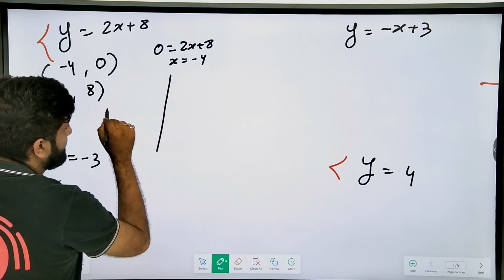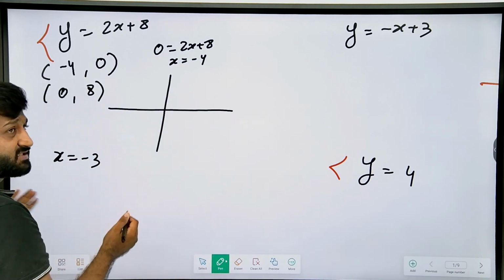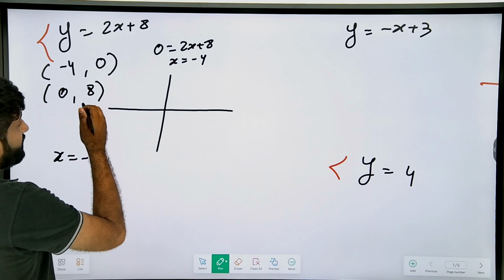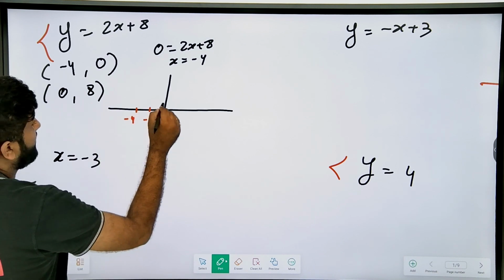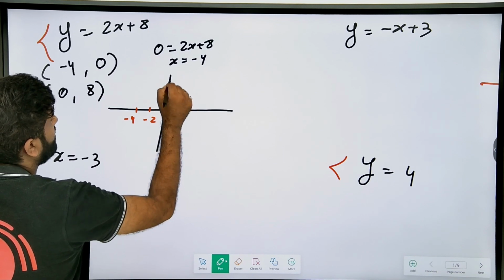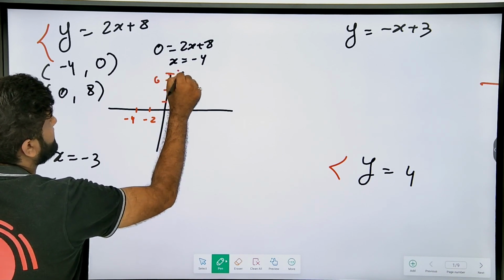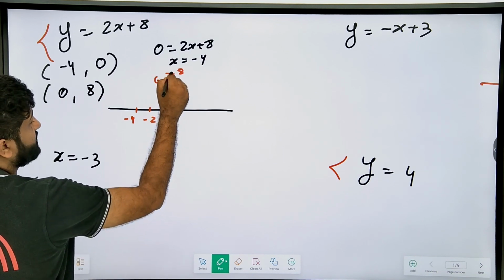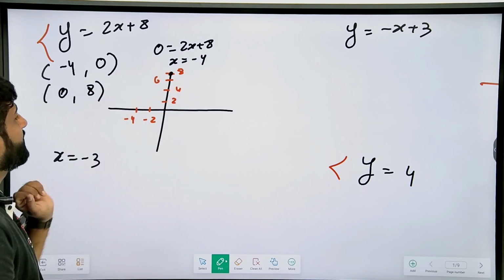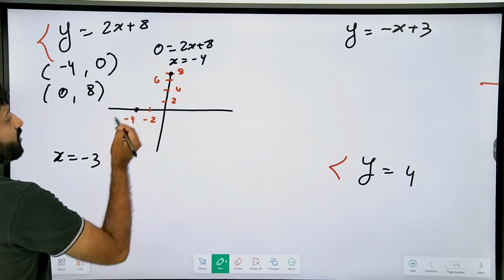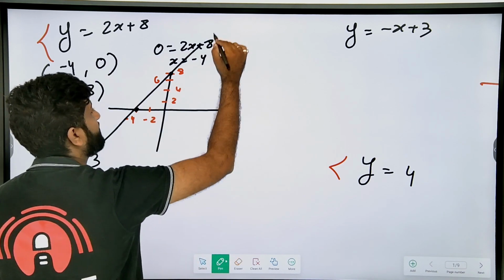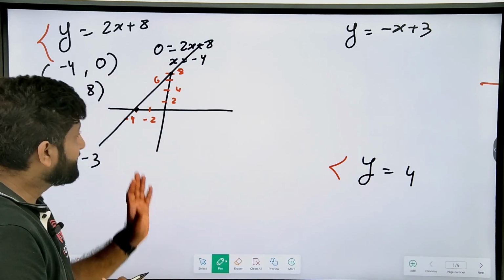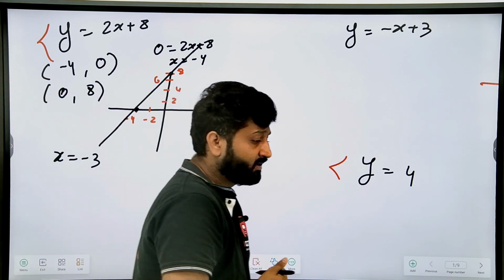Now let's say this is the graph. I'll have to first plot these points. So let's say this is negative 2, this is negative 4, and here I have 2, 4, 6, and maybe this is 8. So this is my first point, 0, 8, and this is my second point, negative 4, 0. Now use a ruler and draw a straight line from here. That's it, right? That's it. Now this is the graph.